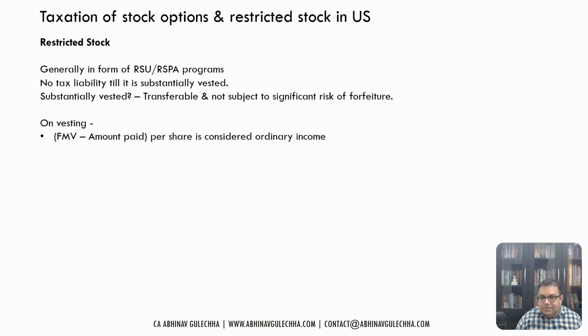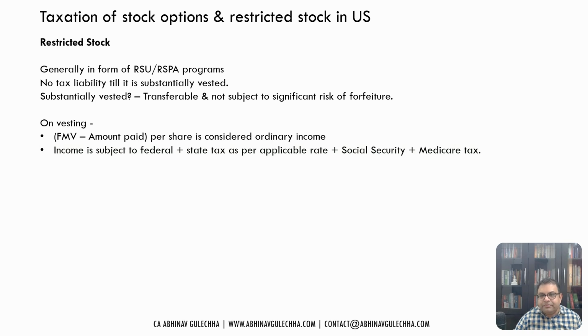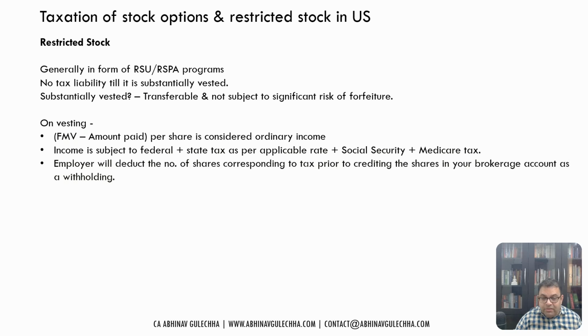So at the time when it is vested, the FMV of the share minus the amount that is paid is considered ordinary income. The income is subject to federal plus state tax, plus the applicable rate, plus the social security and Medicare tax. Employer will deduct the number of shares corresponding to the tax. So here in RSU and RSPA, the employer will deduct the number of shares corresponding to the tax prior to crediting the shares in your brokerage account, right?